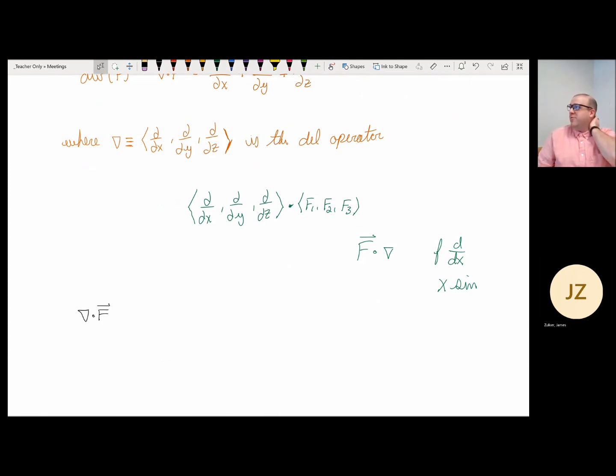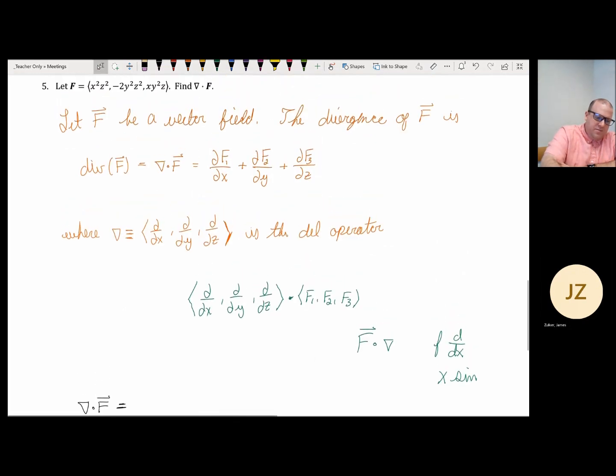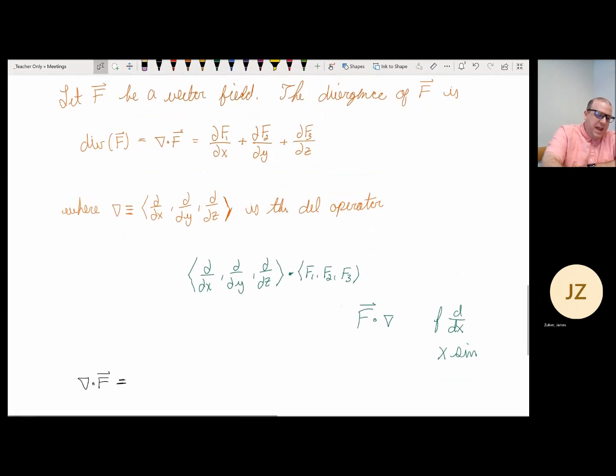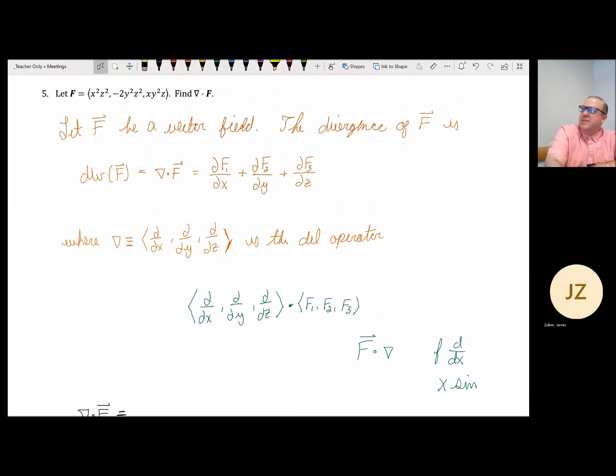That's why some people refuse to write it this way as del dot f, just to avoid the confusion of dot product. I think your book doesn't use this representation. I think your book sticks with divergence of f, div of f. I'm going to fully write out what we're doing this time, and then, unless it's a theory problem, I will not do it again.